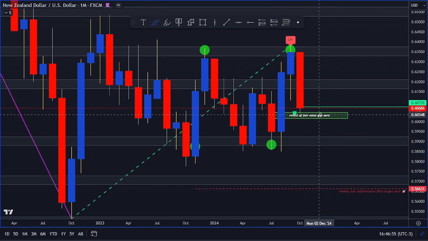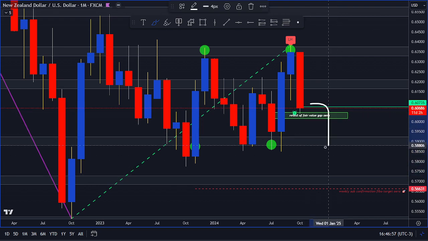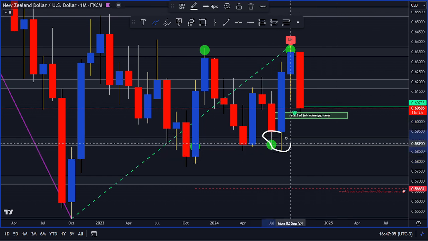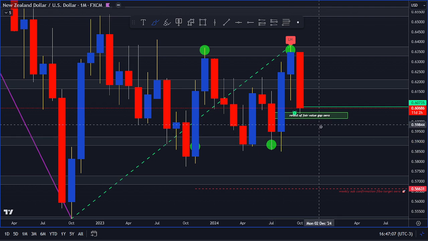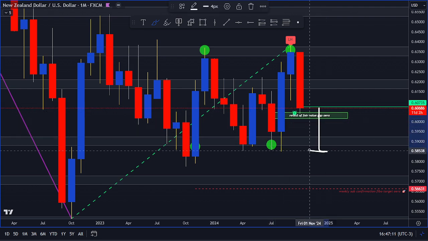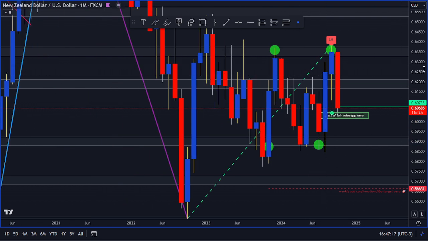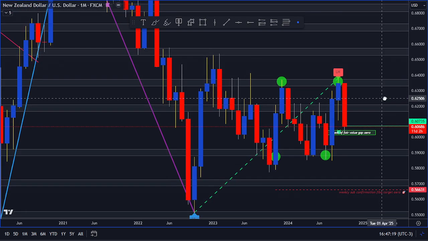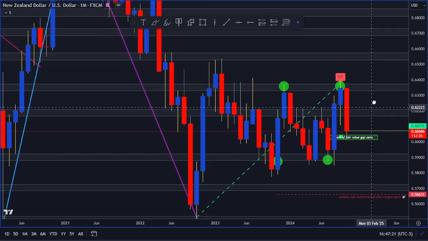If the market is going to come down, leave a wick here and close a body candle above this area, we're going to see just like what happened here. But if the market is going to come down here and close a body candle here, well, we are still going to see how the market is going to play out for next month. But right now, this is what we have.